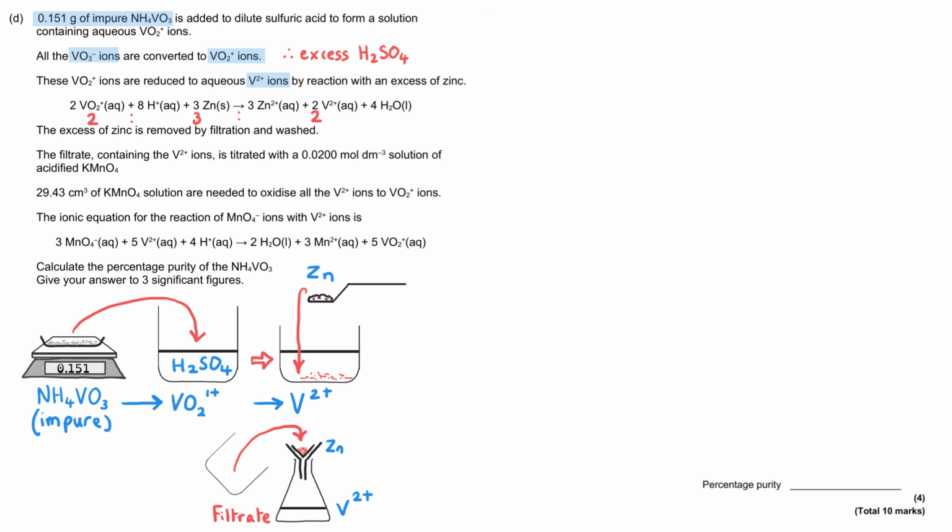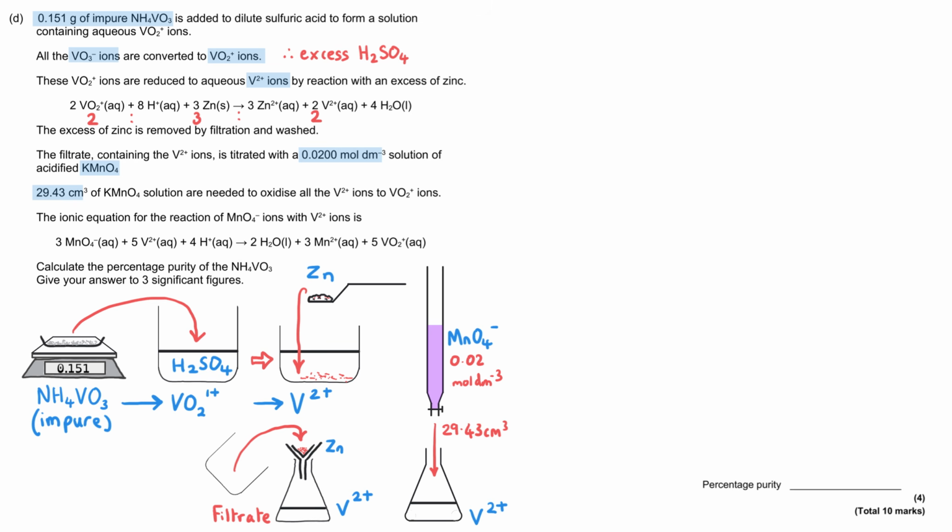The filtrate, so that's the solution that came through the filter funnel, containing the V2+ ions, is titrated with a 0.02 moles per decimeter cubed solution of acidified potassium manganate 7. We're told that 29.43 cm³ of KMnO₄ solution are needed to oxidize all of the V2+ ions to VO2 1+ ions.